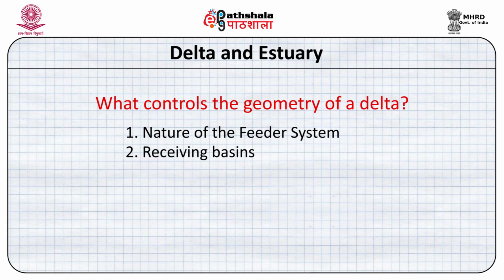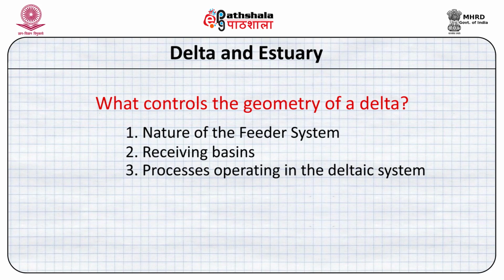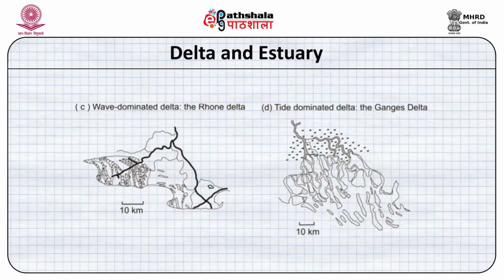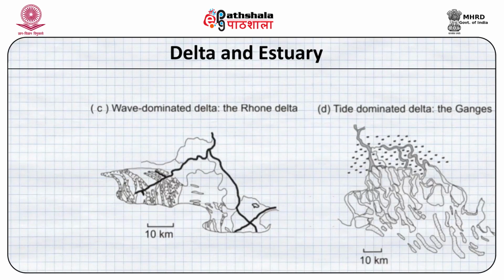Coming to the nature of the receiving basin, that is the body where the sediment is delivered. It can be a shallow bathymetry basin, or it can be a deep basin. Depending on whether it is shallow or deep, different kinds of processes will operate. The other most important factor for a delta is the kind of process that is operating, whether the fluvial system is dominating in a deltaic setup or the marine process is dominating in the deltaic product. By marine process, I include both wave and tide.